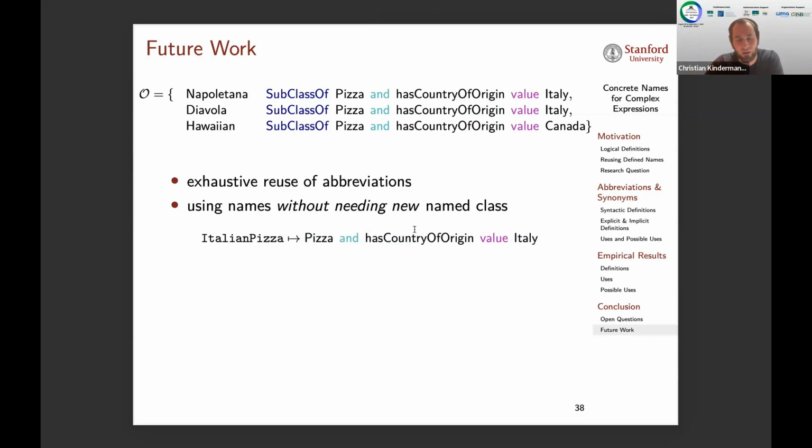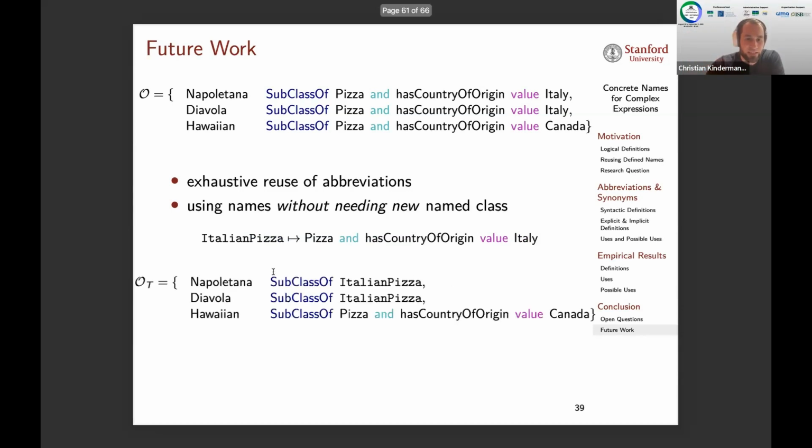So we could think of some kind of macro system where we just say, okay, we know that we want to introduce a name for this complex class expression, but we don't want this name to represent a named class. So what we could do instead is define a macro system similar to the macro system that we have in programming languages like C, for example, where we say this is just syntactic sugar. So whenever I define this macro for Italian pizza, that is indistinguishable on the level of OWL from this complex class expression.